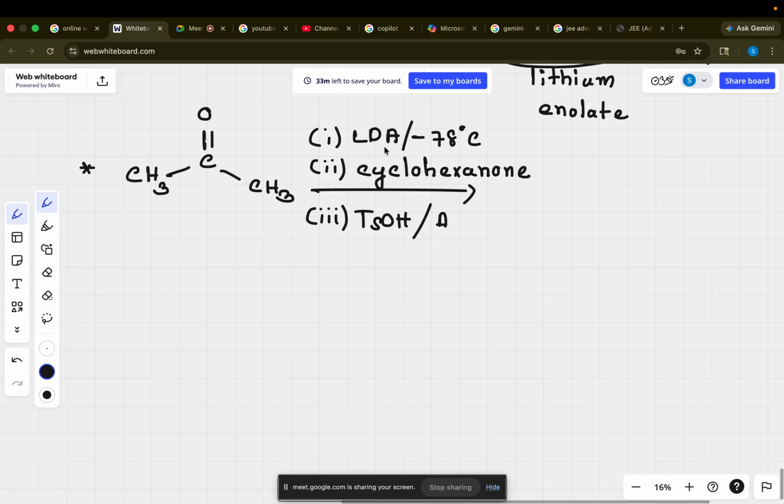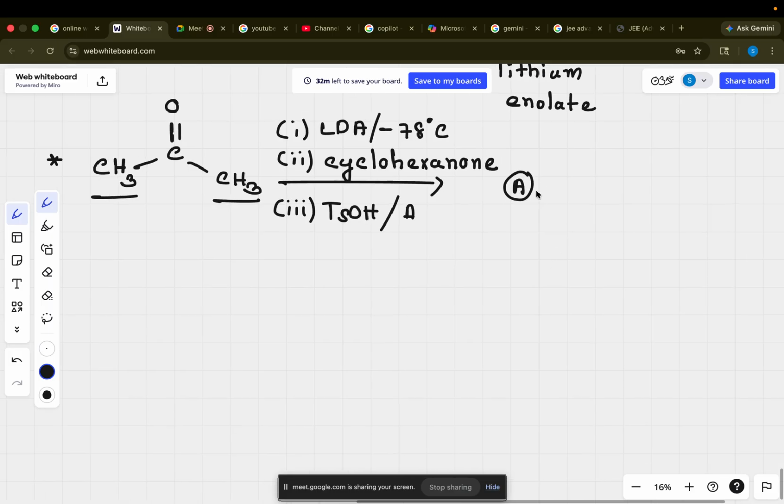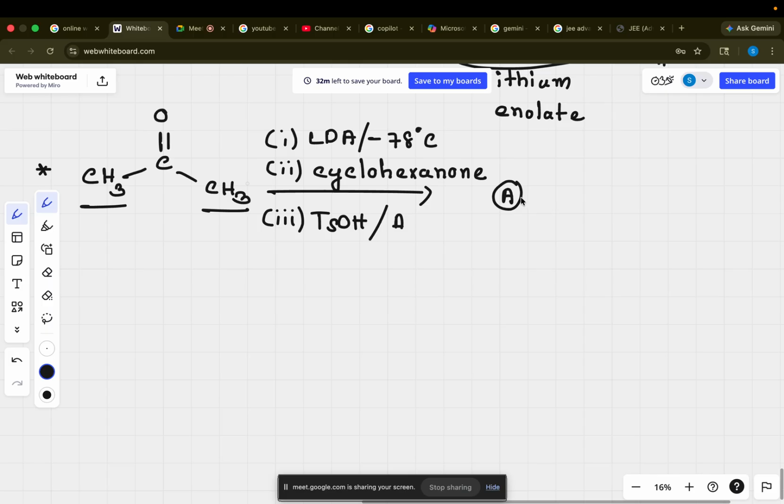First of all do LDA, and see what will happen. No need to worry here, because both sides you have a symmetrical thing. Then you react with cyclohexanone, and then tosylic acid in presence of heating. Try to do it, then tell me what you are getting. Then you will get compound A. Up to this you just do, then we will do further.